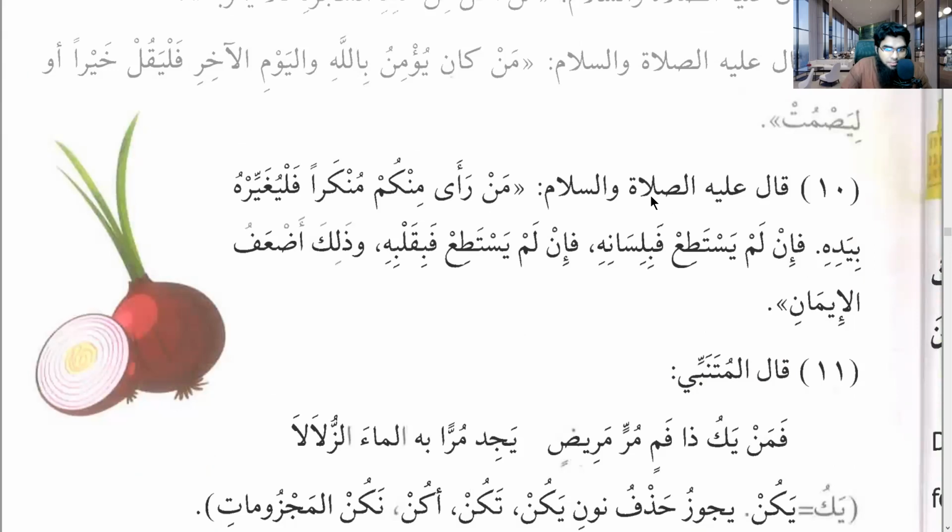The Prophet ﷺ said: من رأى منكم منكرا, whoever of you sees a munkar, a bad thing, فَلْيُغَيِّرْهُ, he should change it — and fa is used because it is amr, talabi — بِيَدِهِ, with his hand. فَإِن لَمْ يَسْتَطِعْ, but if he is not able to, فَبِلِسَانِهِ, then with his tongue.